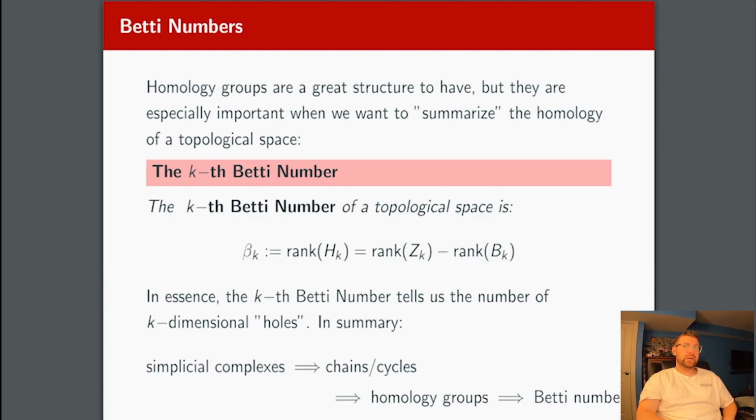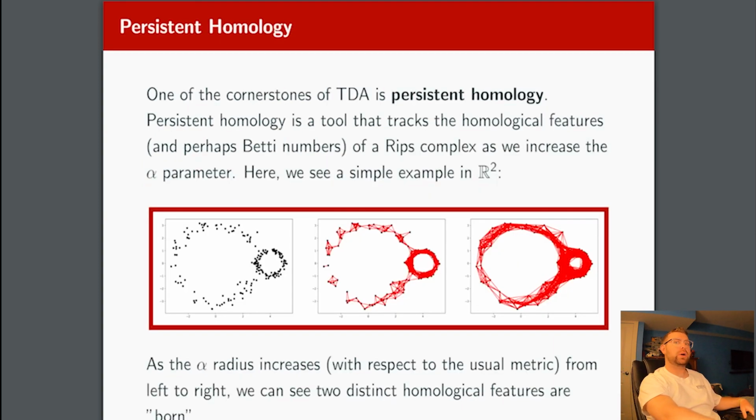So that was a lot of algebraic topology, real quick, but the flow I want to get across to you is that from simplicial complexes, we get chains and cycles. From these chains and cycles, we can get homology groups. Then given these homology groups, we get Betti numbers. So just given simplicial complexes as an input, we can automate some stuff and get Betti numbers as an output, which summarizes the whole space topologically, which is awesome.